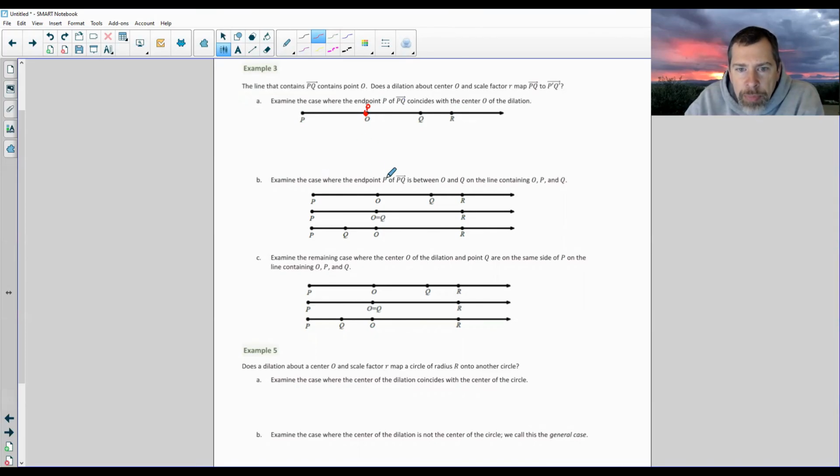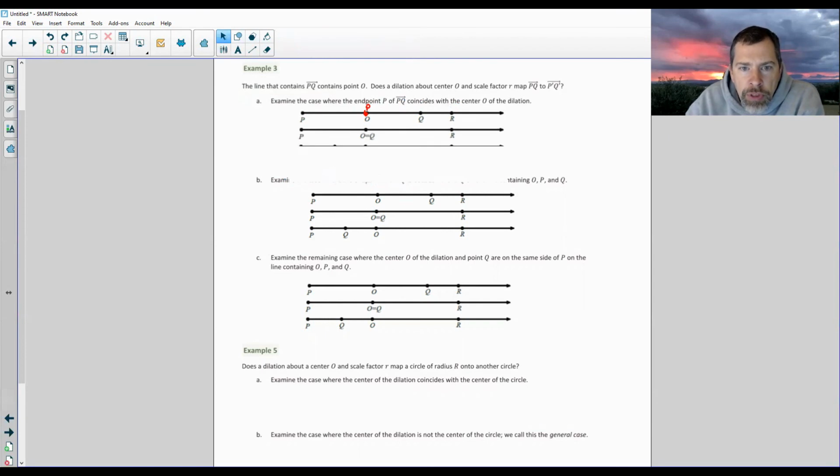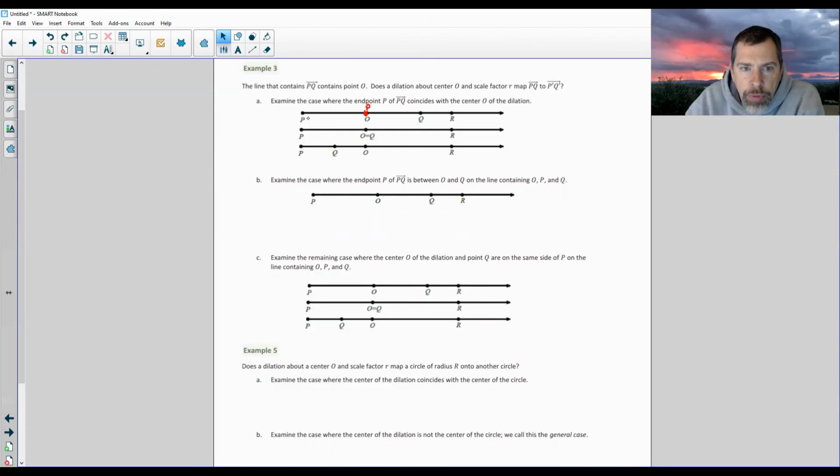Examine the case where the endpoint P of PQ is between O and Q. So now we're going to move P between O and Q. So if it's between O and Q, that would put P over here and O is to the left. What would happen there?